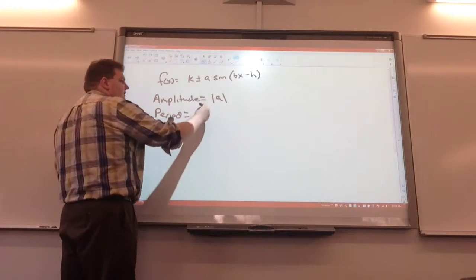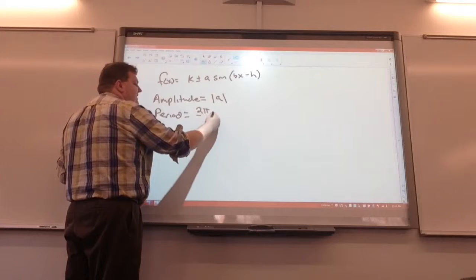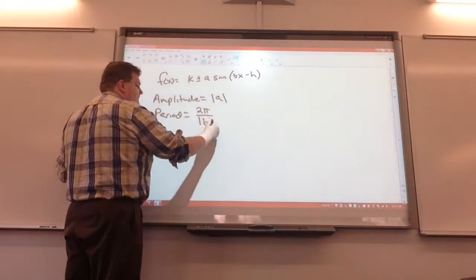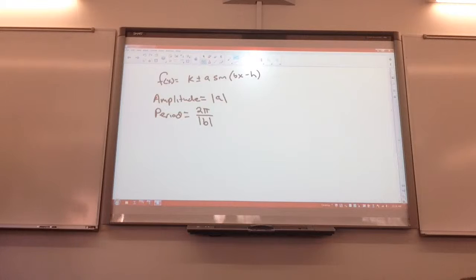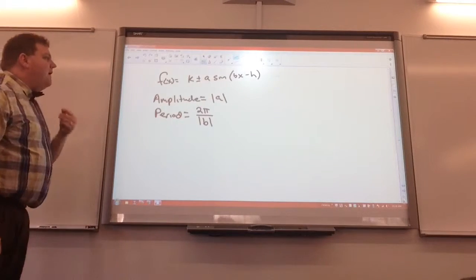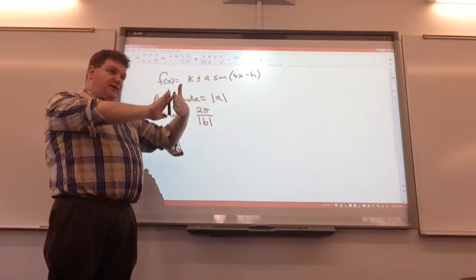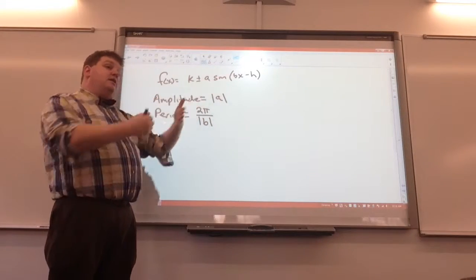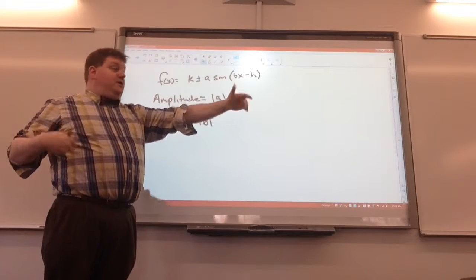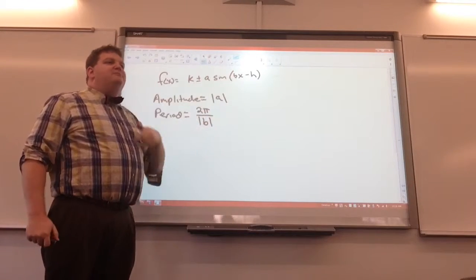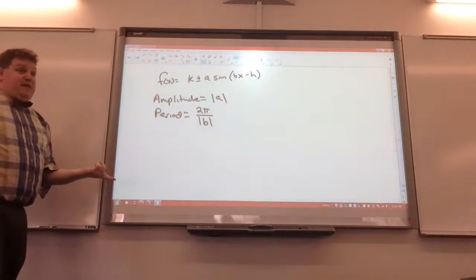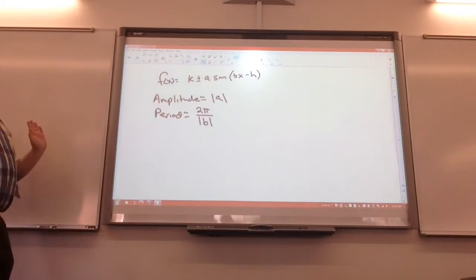So period is written as 2 pi divided by the absolute value of b, because again, it doesn't matter if it's positive or negative. If it's negative, everything works the same way. It's still shrinking it down. That also means that when b is a whole number, it shrinks down the period. If b is a fraction, it actually lengthens the period. So if I made b a half, I'm doubling the amount of time it takes for the wave to repeat.